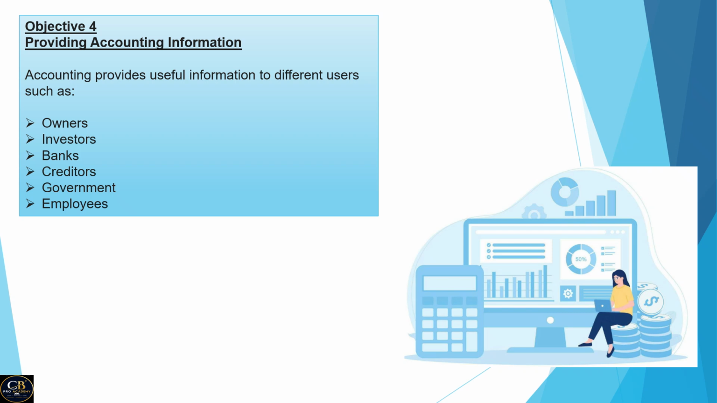Banks. Why do banks need this information? To decide whether they should give a loan to the business or not. Right? Creditors. Creditors have to decide whether they should provide supply to the business or not. Government needs this information to see whether the business is paying taxes on a timely basis or not. Employees need this information from their salary perspective, right? So accounting provides important information to various users. Okay. So objective 4 was providing accounting information.